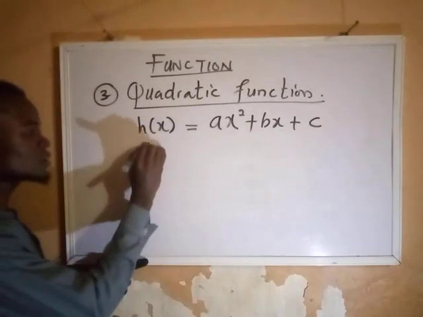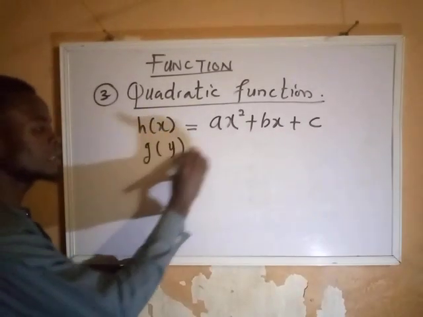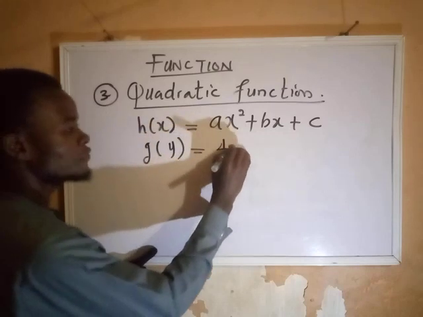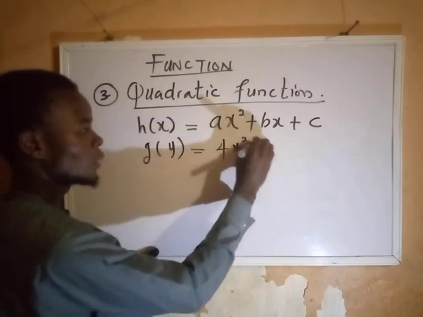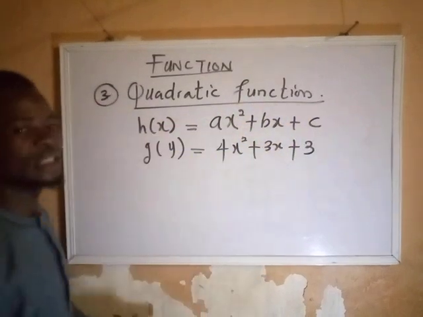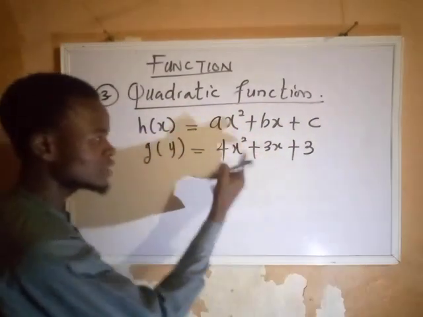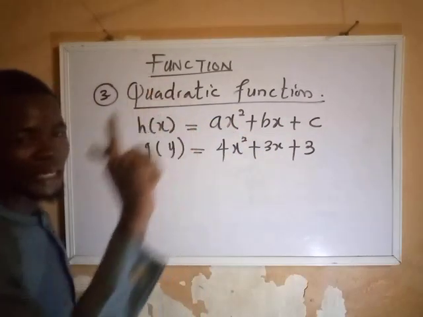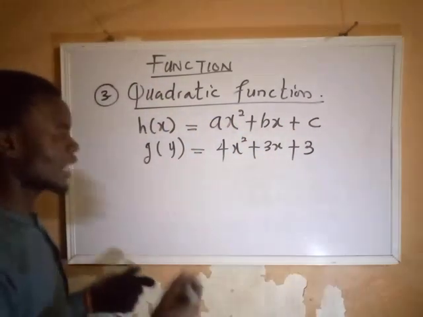Okay, another example is, let's say, g of y equals 4x squared plus 3x plus 3. This is a quadratic function because part of this takes on 2 as the highest power. So we call it a quadratic equation. Okay, can you consider this?